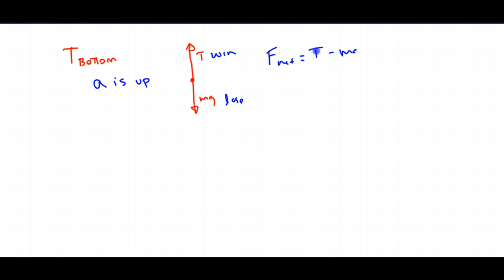So we know that at the bottom, our free body diagram looks like this. We have a tension force going up, we have an mg force going down, and we know that at the bottom, our acceleration is upward. So that means that this force is our winning force, and this force is our losing force. So F net is equal to tension minus mg. F net is mv squared over r as we go around in a circle, which is equal to tension minus mg. So at the bottom of our circle, we can say that tension is equal to mv squared over r plus mg.